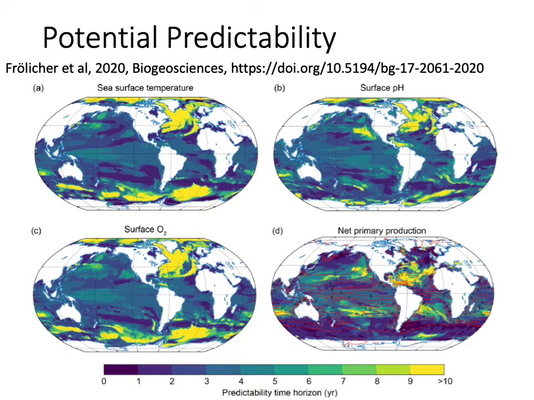So they were able to find that the sea surface temperature had areas of predictive skill that had decadal timescales in some regions, like the North Atlantic and parts of the Southern Ocean, and that skill extended also to surface pH, surface oxygen, and net primary production. But that there were other regions that had much lower predictive skill, on the order of 1, 2, 3 years.